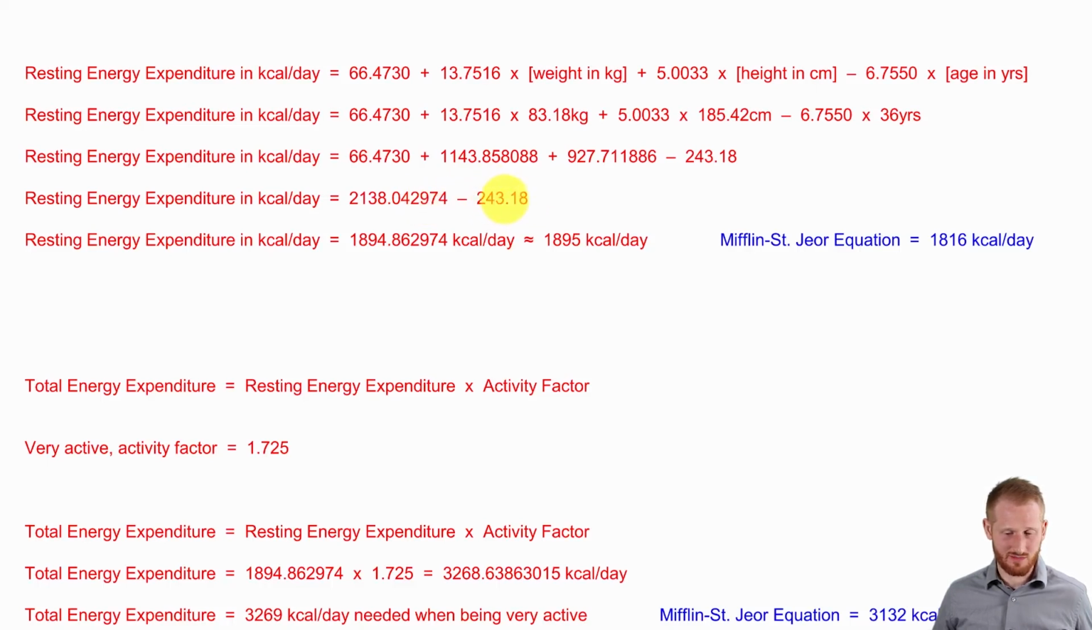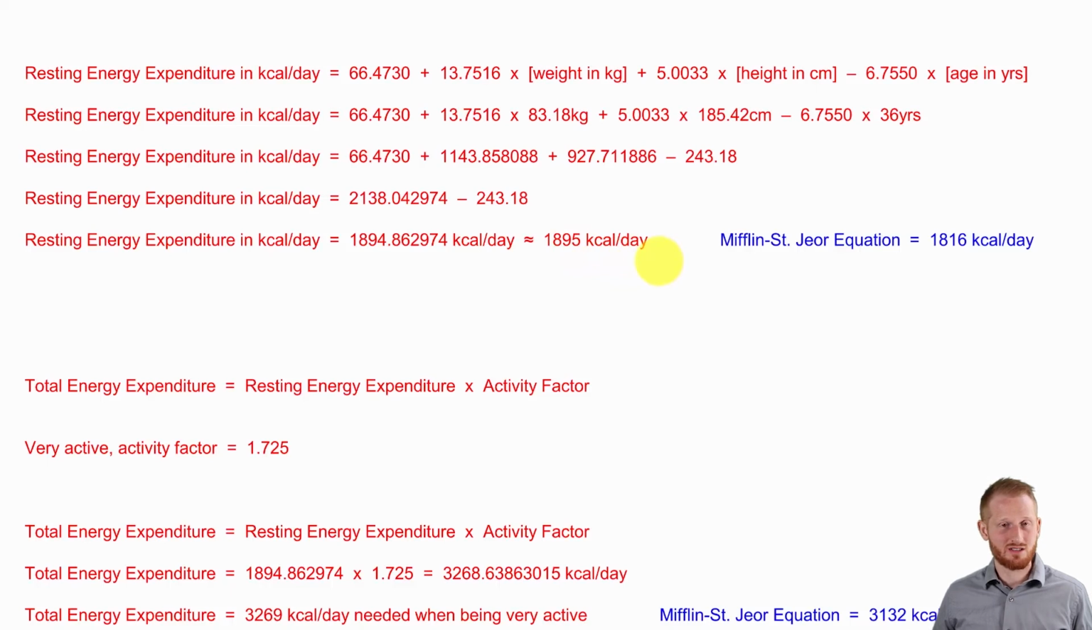And we still need to subtract out the term related to his age. All right, so once we do that, we get 1,894.86, and so on and so forth, for the kilocalories per day of resting energy expenditure. Again, that basal metabolic rate is what these Harris Benedict equations are estimating. So rounding that off, we get 1,895 kcals per day.